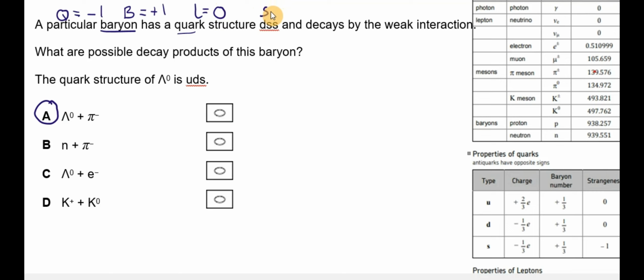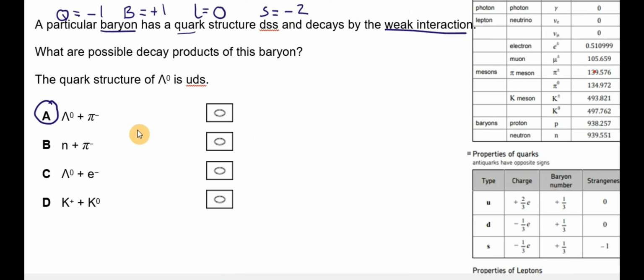And the last thing we need to find is its strangeness. Strangeness of a down quark is 0. Strangeness of a strange quark is minus 1. So one down and two strange quarks is going to give a strangeness of minus 2. Now, in any interaction, the charge has to be conserved, the baryon number has to be conserved, the lepton number has to be conserved, and strangeness does not have to be conserved if the decay is by the weak interaction. It can change by plus or minus 1.